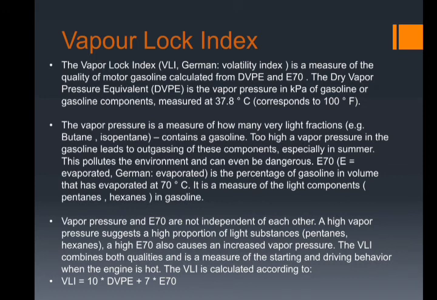A high E70 also causes an increased vapor pressure. The vapor lock index combines both qualities and is a measure of the starting and driving behavior when the engine is hot. The vapor lock index is calculated according to the given formula: VLI equals 10 multiplied by DVPE, the dry vapor pressure equivalent, plus 7 multiplied by E70, the evaporated gasoline at 70 degrees Celsius.